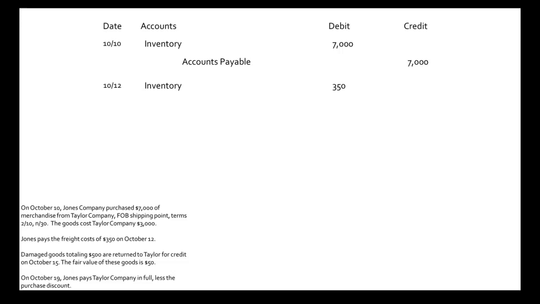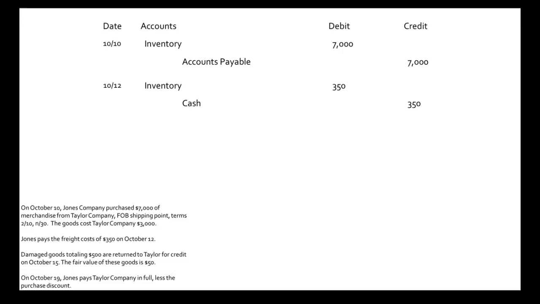Now, it tells us that Jones pays the freight costs, and whenever we see that someone pays something, we know that cash is exchanging hands. So even though the initial purchase was on account, paying for these freight costs means that Jones used cash to pay.